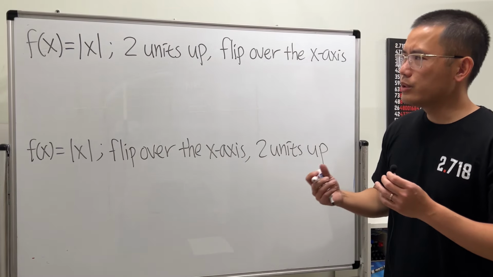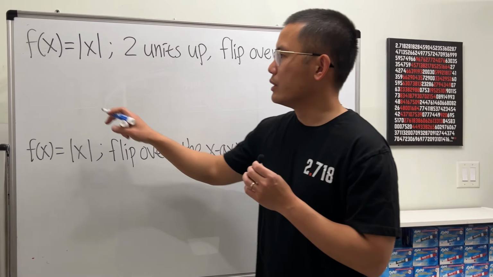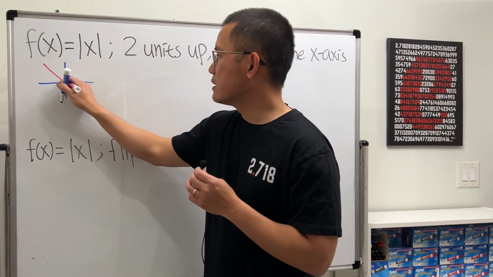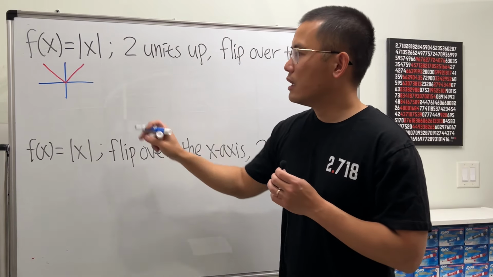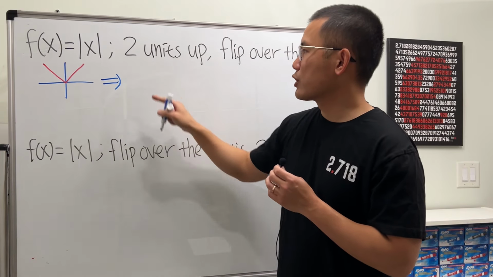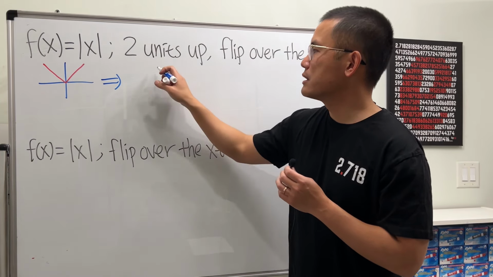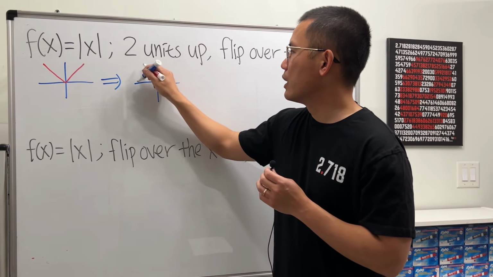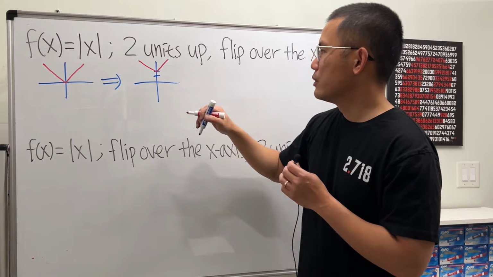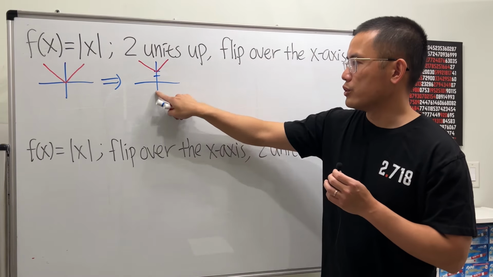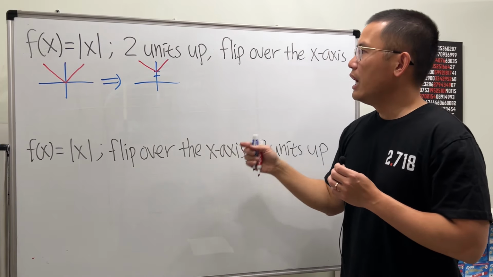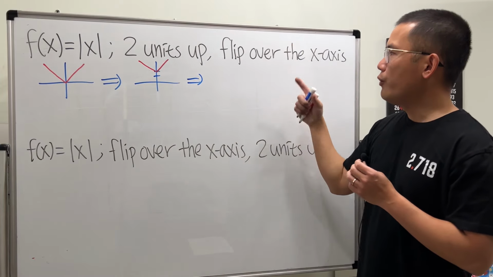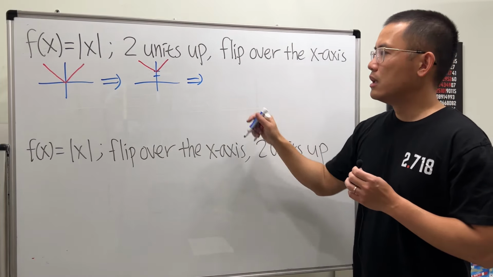So let's take a look at the graph first to see how it goes, okay? So if you have absolute value of x, that looks like this, like a V. Okay, the first direction says we have to go up 2 units. So you just go up 2, so let's say 1, 2. I'm just going to draw the graph first and I will write the equation later on, okay? And then, what does this mean though? I want to flip over the x-axis.